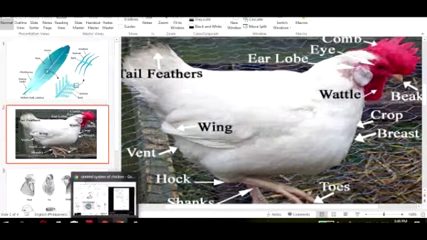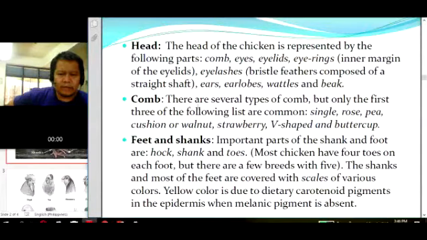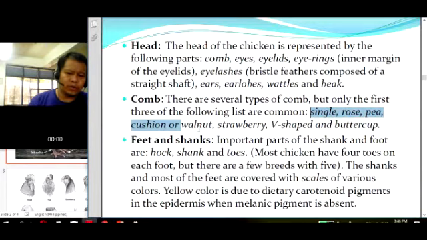So try to look at the comb. There are several types of combs, but only the first three of the following list are common. There are many types of combs, but the most common ones are the single comb, the rose comb, the pea, cushion or walnut comb, strawberry, V-shape, and buttercup comb.